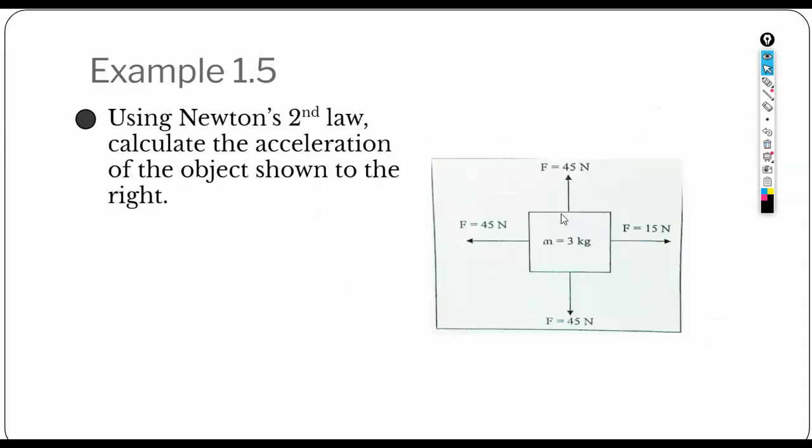Okay, so let's take a look at example 2. Example 2 says, using Newton's second law, calculate the acceleration of the object shown to the right. I want you to try to do example 1.5 on your own, and I want you to try to find both the x acceleration and the y acceleration. So pause it here and try to do example 1.5 on your own.